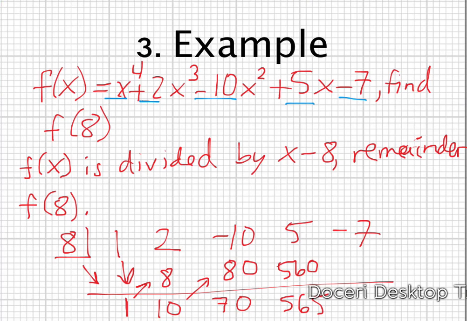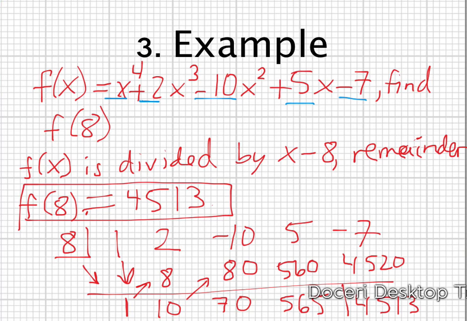Multiply by 8, I get 4,520. And when I add this, I get my answer, which is 4,513. That's my remainder, which means f of 8 will equal 4,513. That's the beauty of the remainder theorem. Okay? So that's all you have to really do.